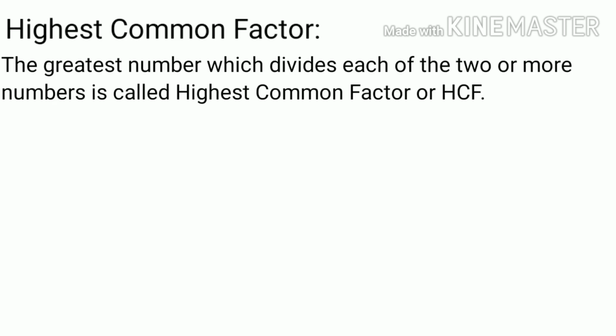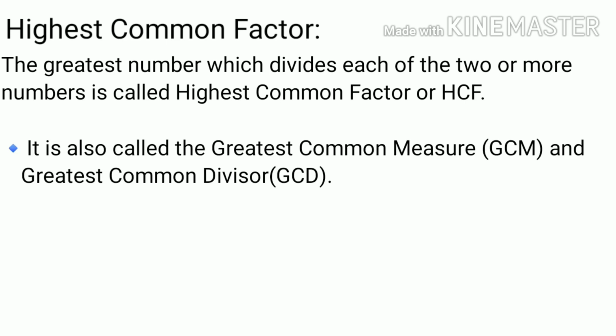The greatest number which divides each of the two or more numbers is called highest common factor or HCF. In simple words, the largest common factor of two or more numbers is called highest common factor. It is also called the greatest common measure GCM and greatest common divisor GCD.